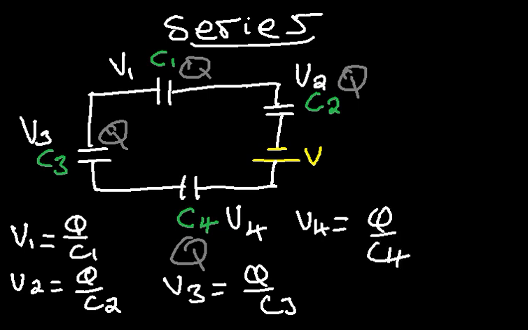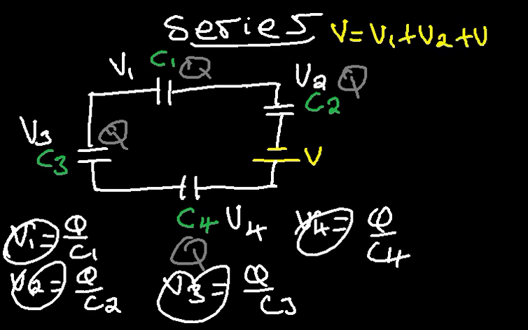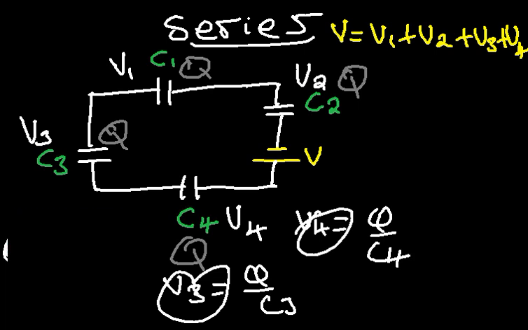This is the voltage being shared across each capacitor, and keep in mind that the voltage being shared is from the battery. So the voltage from the battery is the same as V1 plus V2 plus V3 plus V4. That makes sense because the voltage being shared is the one from the battery. Now let's think of substituting those.